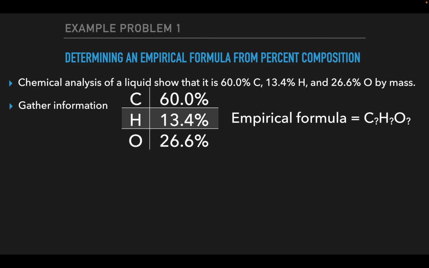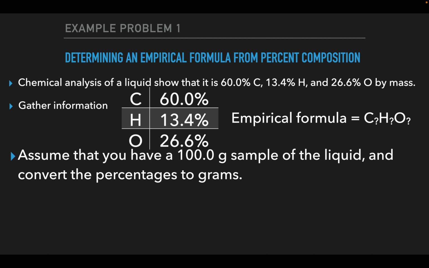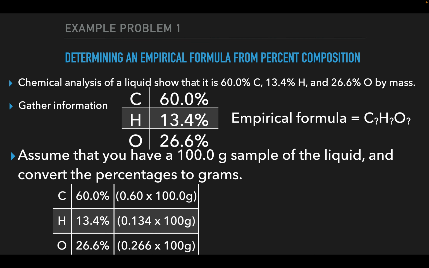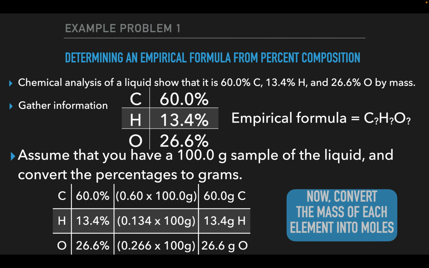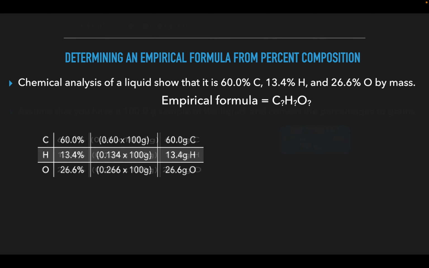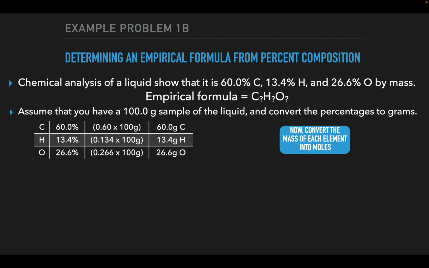Skipping through all of this, because the book wants you to do percentages and numbers, I'm simply saying you're smart enough to see that 60% goes to 60 grams, 13.4% goes to 13.4 grams, 26.6% goes to 26.6 grams. We don't have to do all the extra percentages and decimals. Once you have those, you change your percentages into grams, then we're going to convert grams to moles like we've done before.